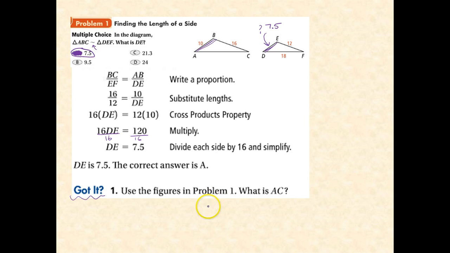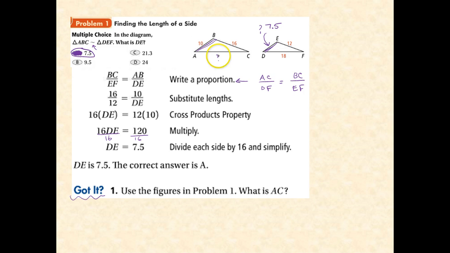Alright, so we want to find out what's the length of AC. Well, I know that the length of AC over the length of DF is going to be equal to the length of BC over the length of EF. Now I can substitute some things. I just wrote a proportion. Now I'm going to substitute lengths.